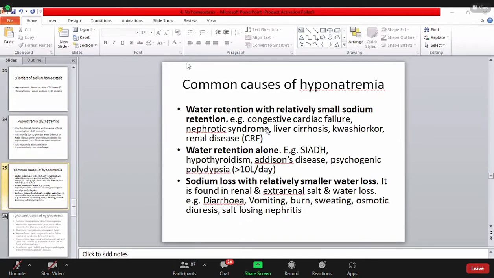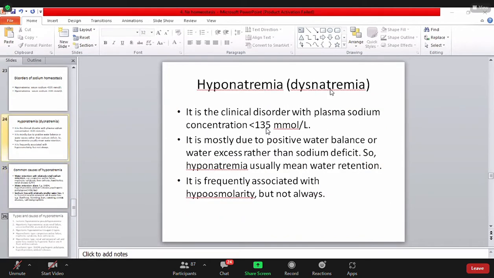So আমরা কি পড়লাম? Definition of hyponatremia, that is, it is the clinical disorder with plasma sodium concentration less than 135 millimole per liter. It occurs mostly due to water retention or positive water balance rather than sodium deficit or sodium loss. And it is frequently associated with hypoosmolarity, but not always.